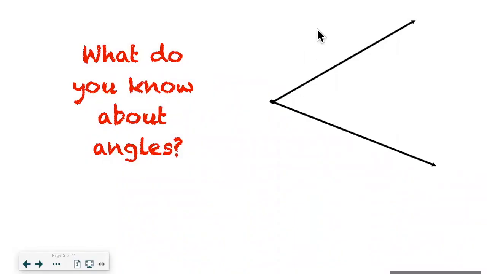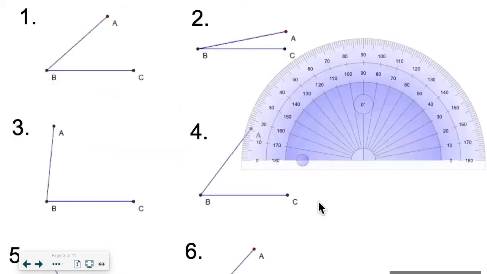What do you know about angles? Well, hopefully you know that there are many different types of angles. An angle by definition is when you have two rays that share a common endpoint. So what I mean by that is this point B on number one is a common endpoint. This ray and this ray share that endpoint.